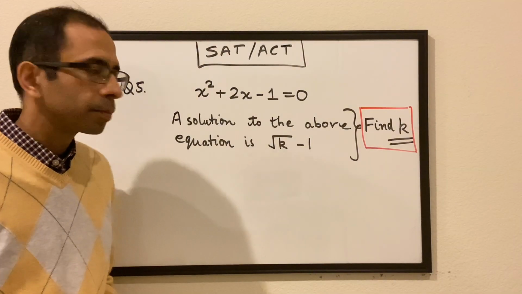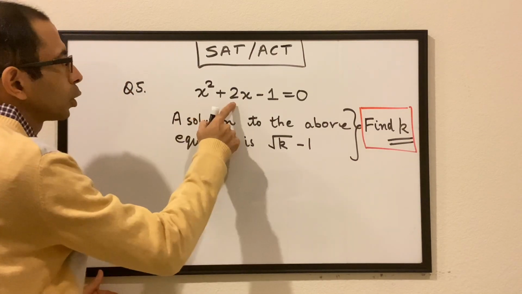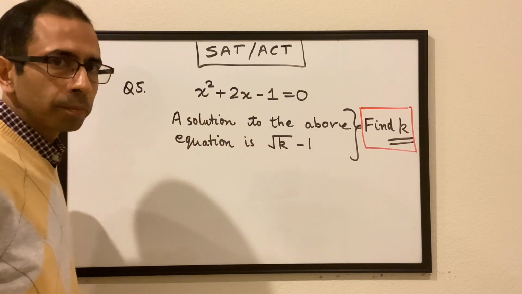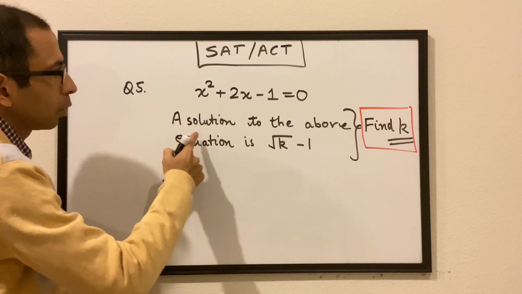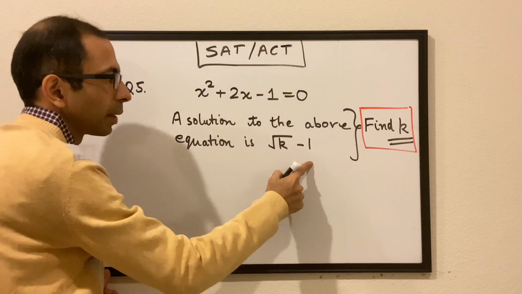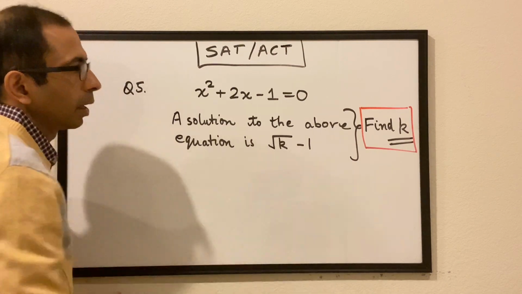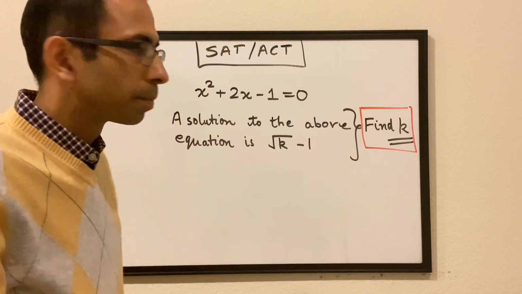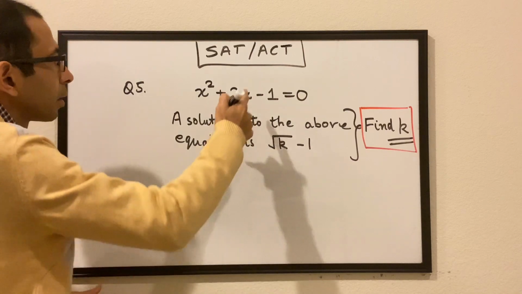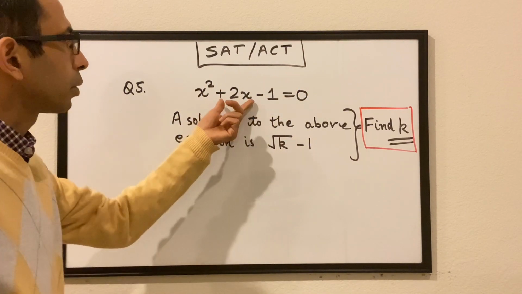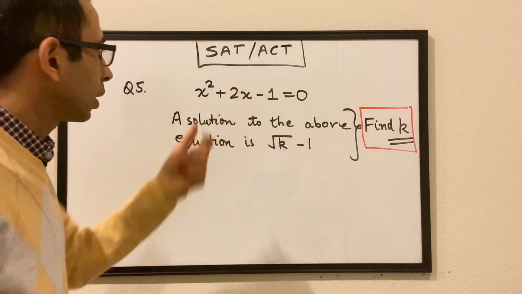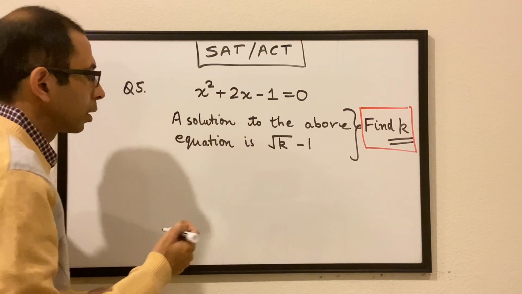Question number 5. x squared plus 2x minus 1 is equal to 0. Right? We have a quadratic equation like this. And one solution to the above equation is root k minus 1. Okay? And we have to find the value of k. Now, if we notice, we may not be able to factor this equation. So we will have to use the quadratic formula to solve this, right? So what are the two solutions which will come there?